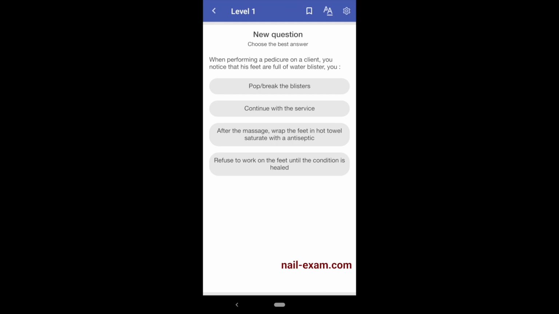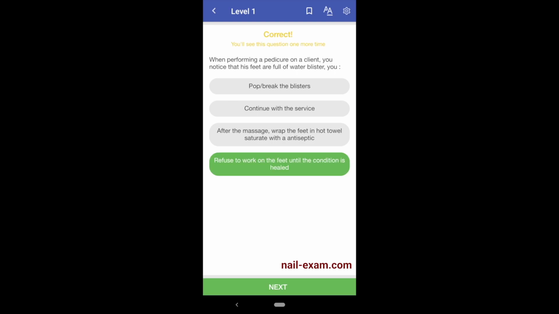When performing a pedicure on a client, you notice that his feet are full of water blisters. You answer: A. Pop or break the blisters. B. Continue with the service. C. After the massage, wrap the feet in a hot towel, saturate with an antiseptic. D. Refuse to work on the feet until the condition is healed. The answer is D.